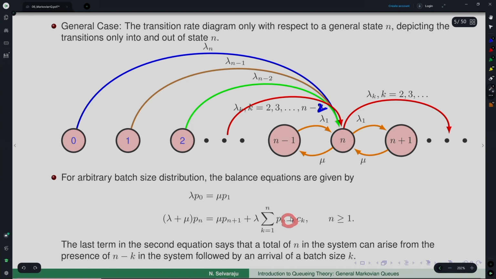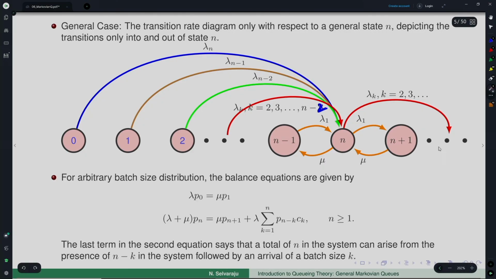The current state is n minus k, and lambda k is given by lambda times ck. Remember, ck is lambda k by lambda, like cn. So lambda times ck is effectively lambda k. The current state is p of n minus k, and with rate lambda k, this can move to state n. So this together on the right hand side will give you the rate of flow into state n.